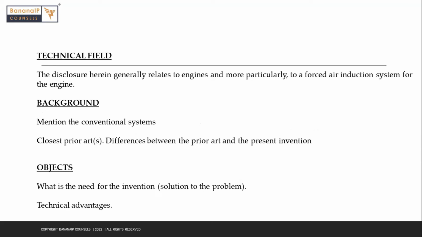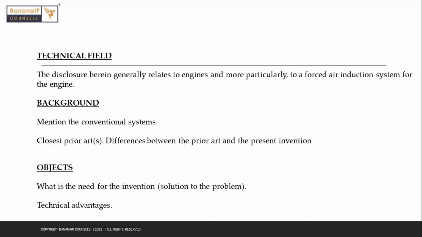Next is the background, which deals with the conventional systems. Here we can mention the closest prior art, and we can write down the differences between the prior art and the present invention, and we can add the problems of the conventional systems.